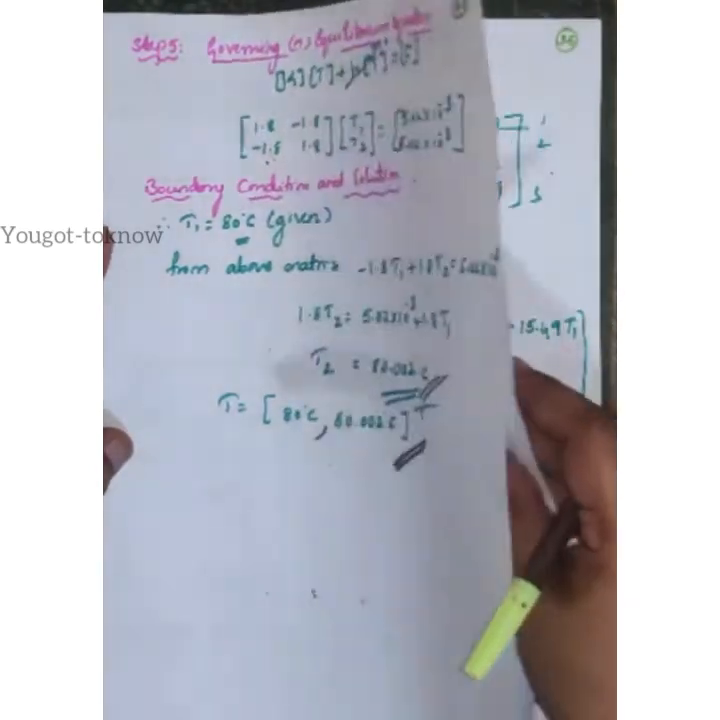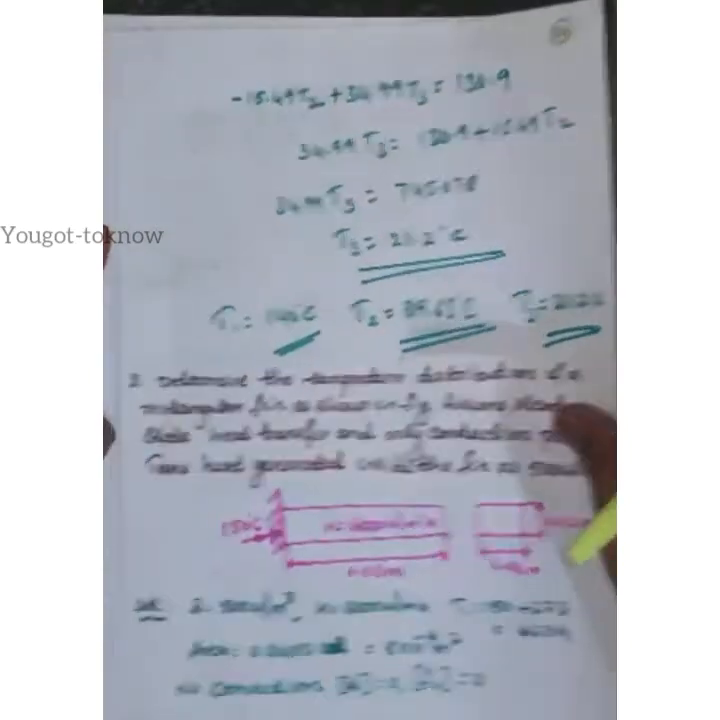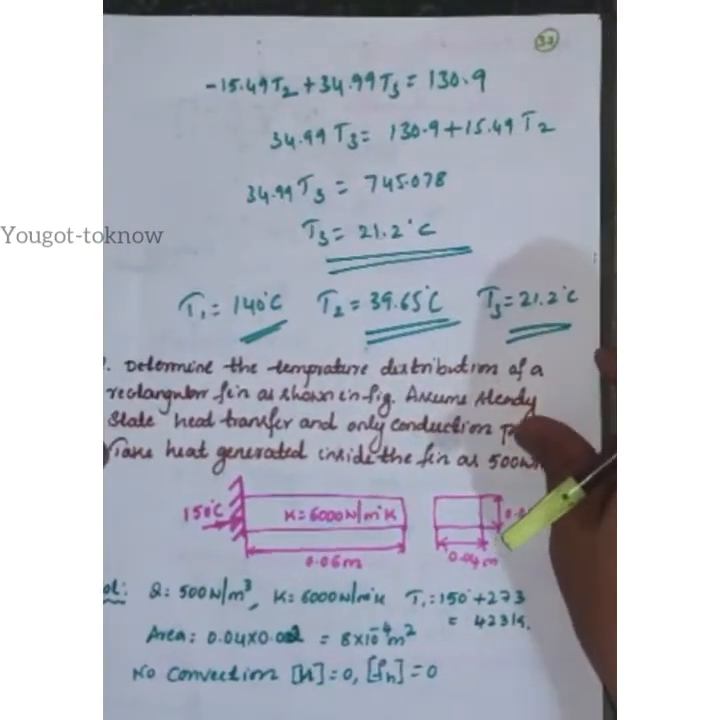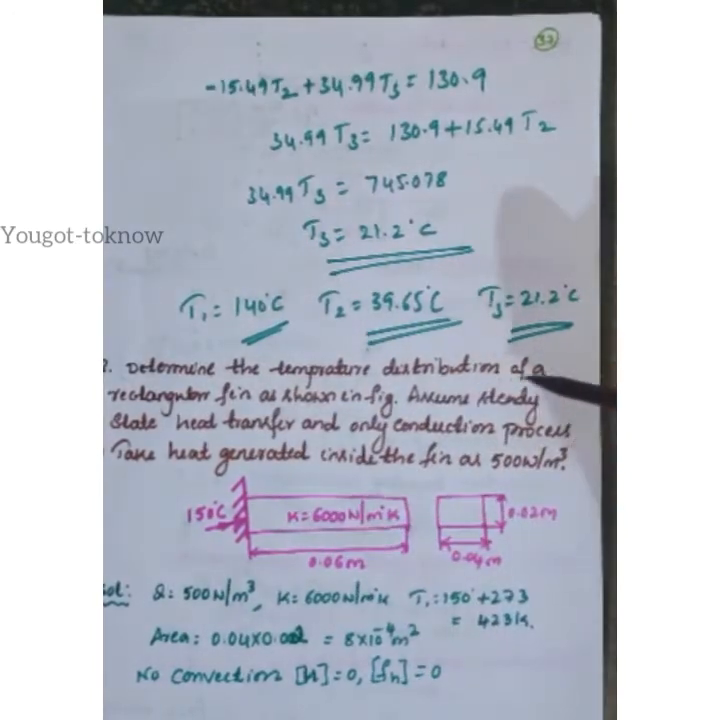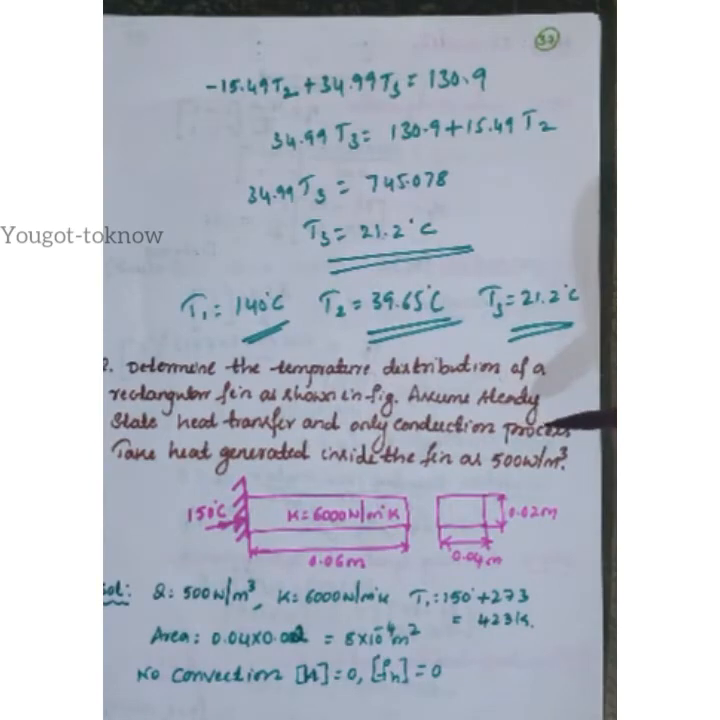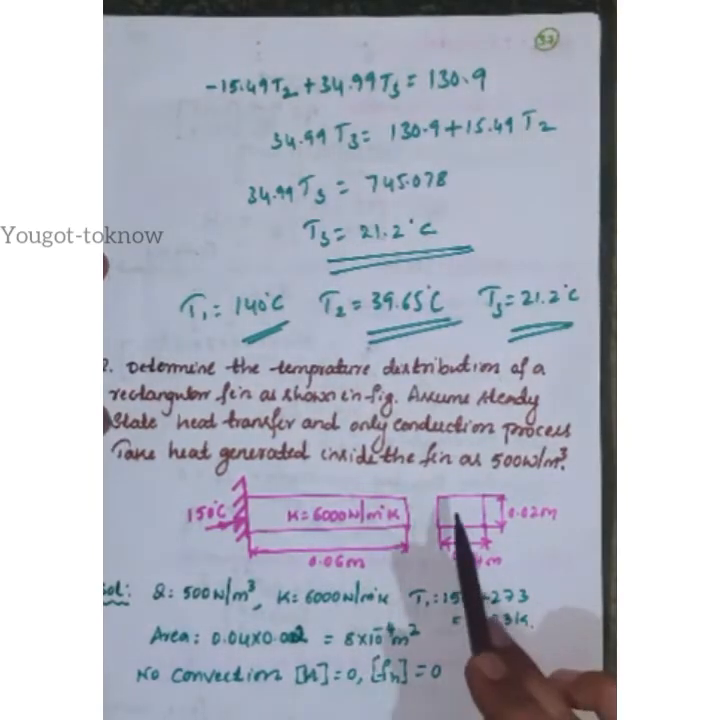That is, when a rectangular fin is given. See, this is all our circular fins. Now when a rectangular fin is given, the problem is the same type of problem. Determine the temperature distribution of a rectangular fin as shown in the figure. Assume steady state heat transfer and only one conduction process. Take the heat generation inside the fin as given. See, the previous problem I had explained, same problem. Only thing is a rectangular fin.